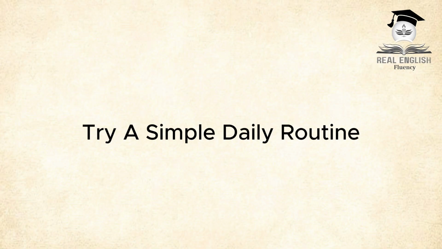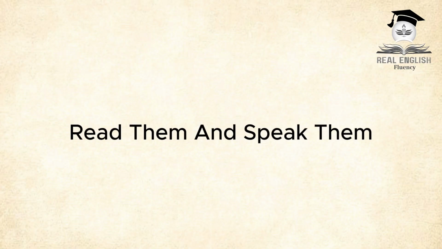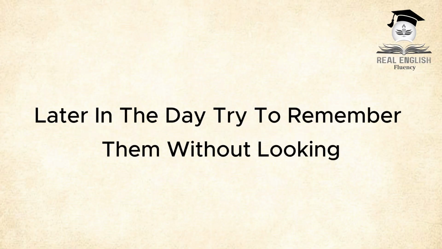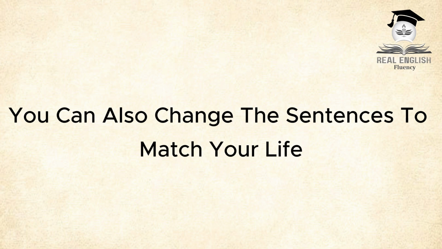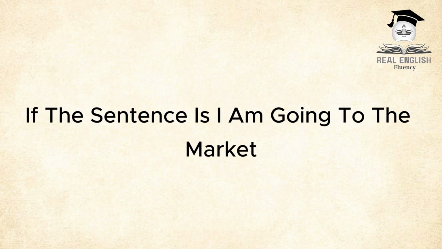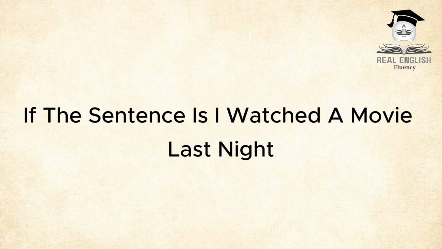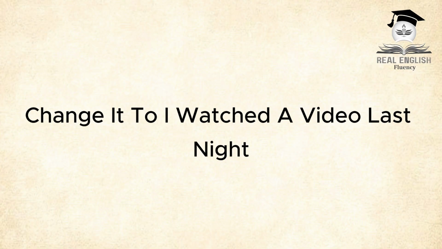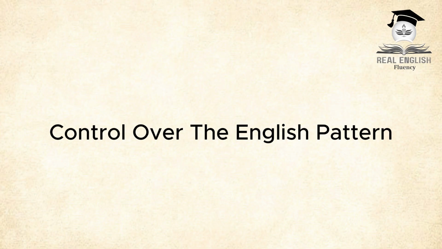Try a simple daily routine. In the morning, choose 5 useful sentences. Read them and speak them. Later in the day, try to remember them without looking. In the evening, test yourself again. You can also change the sentences to match your life. If the sentence is, I am going to the market, change it to I am going to school. If the sentence is, I watched a movie last night, change it to I watched a video last night. Small changes give you more control over the English pattern.